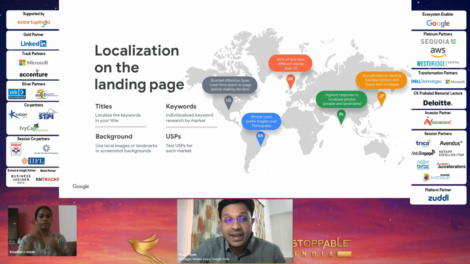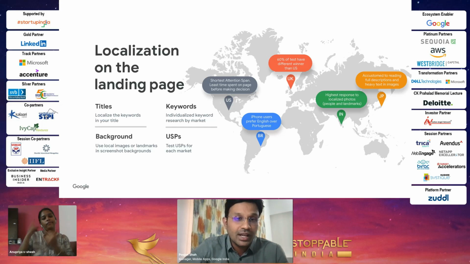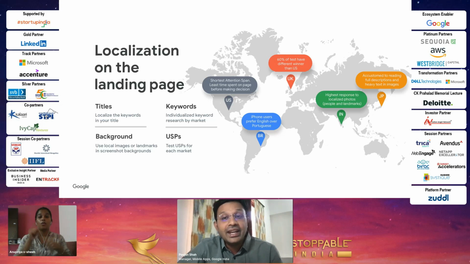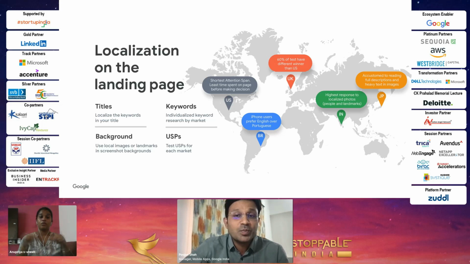Second thing, never underestimate the power of localization. One of the biggest impacts is how you write the copy of your listing. A localized landing page always works better than a universal one. For example, the Indian population gives the highest response to localized photos, whereas people in Japan prefer to read full text and heavy descriptions. So, as you can see, there is no one size fits all approach. The magic happens when you experiment and test out what really works with your users.